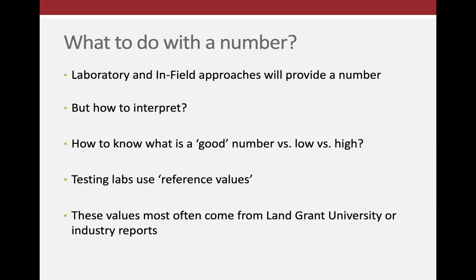I just want to end by talking about what to do with a number. So all of these things, we talked a little bit about visual symptoms, but anytime we send a sample to a lab, or use, say, a petiole nitrate meter and get a number, or find an NDVI value, these are all numbers that we generate. And that's a good thing because it's an objective, repeatable, reproducible thing. But the big question is, how do we actually interpret that number, and what does that number mean? How do we know what is a good number versus a high number, a low number, et cetera?